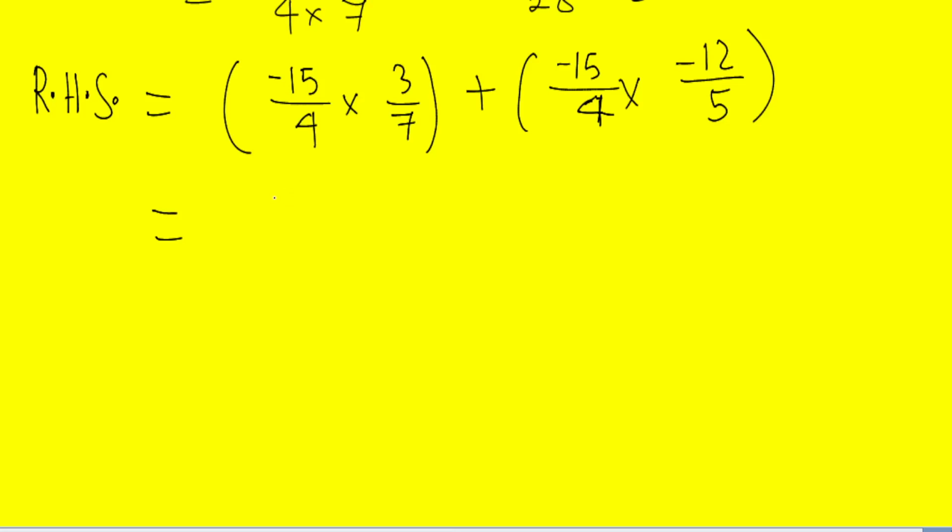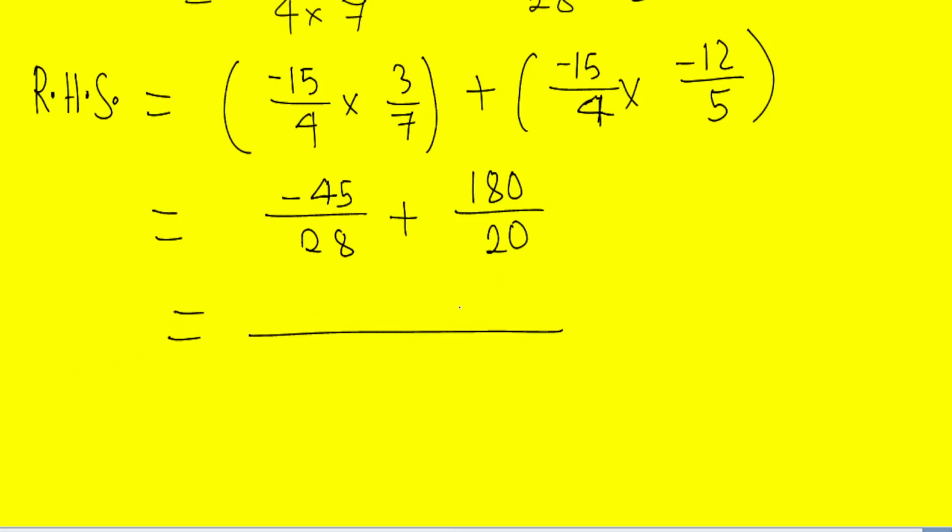Now minus 15 multiplied with 3, what it will become? Minus 45. And in the denominator 4 multiplied 7 is 28 plus minus 15 multiplied with minus 12 is 180 upon 5 multiplied 4 is 20. Things are clear, beta? Now moving forward, 28 and 20. What we have to do now is to find the LCM of 28 and 20. Very easy. The 28 और 20 का LCM क्या होगा, 140.